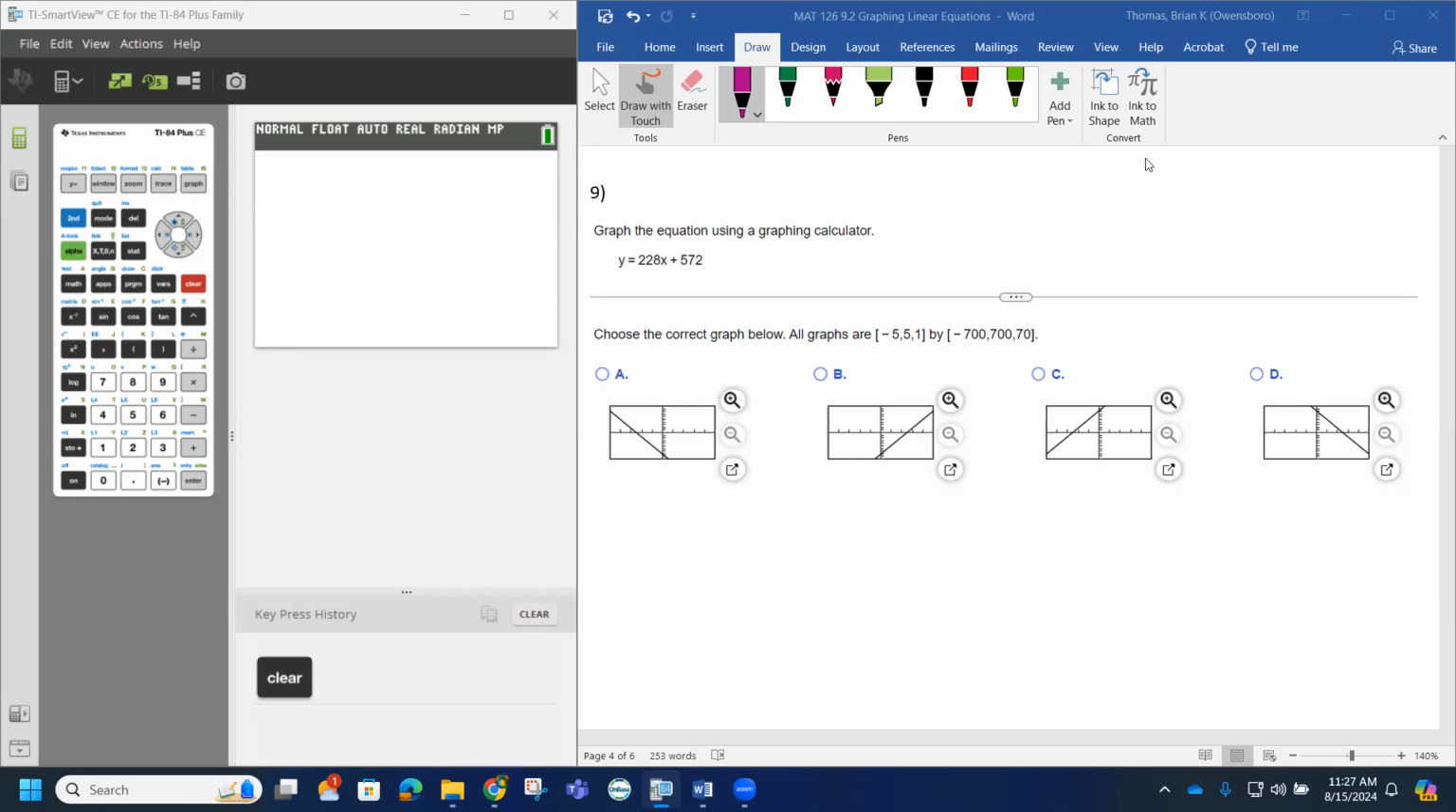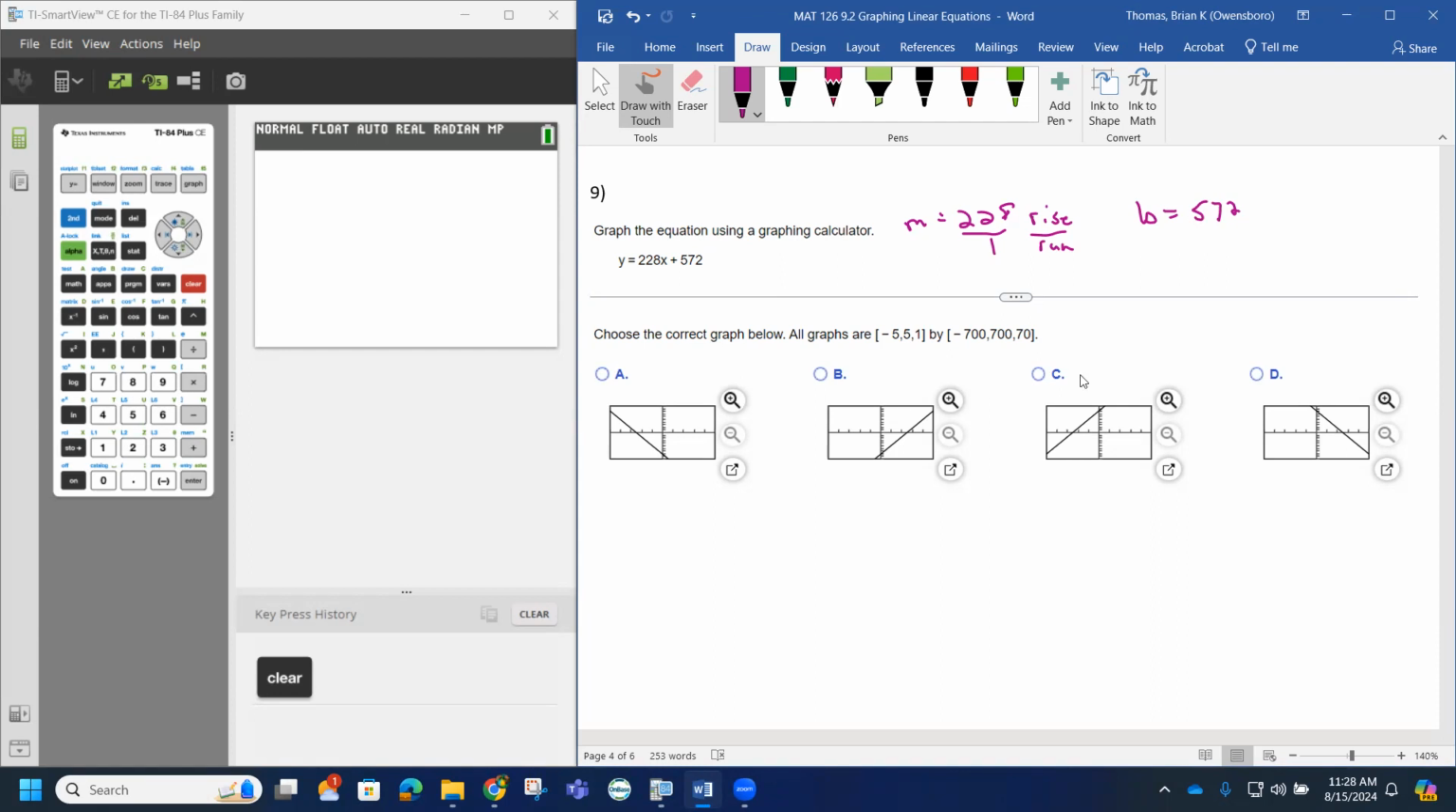So question 9 says, graph the equation using a graphing calculator. Now notice this equation is in slope-intercept form. So we know that the slope is 228. So by definition, slope is going to be 228 over 1, if you will. So it's going to rise 228 and run just 1 unit. And the y-intercept is 572. So it's going to cross the y-axis at 572.